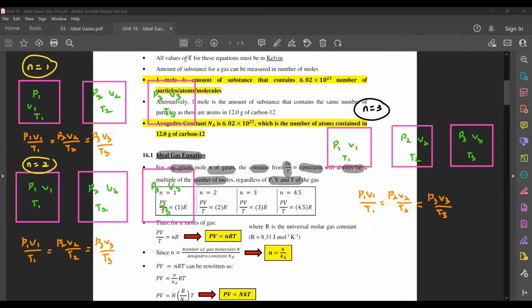If you just look at this first group of diagrams that I've just drawn for you, if you have 1 mole of gas, let's just say at one particular state, they are at P1, V1, T1. And then after that, I did something to the gas to change it to P2, V2, and T2. And then I did something again to the gas to change it to P3, V3, T3. Because it's an ideal gas, the PV over T for each of these states will be the same.